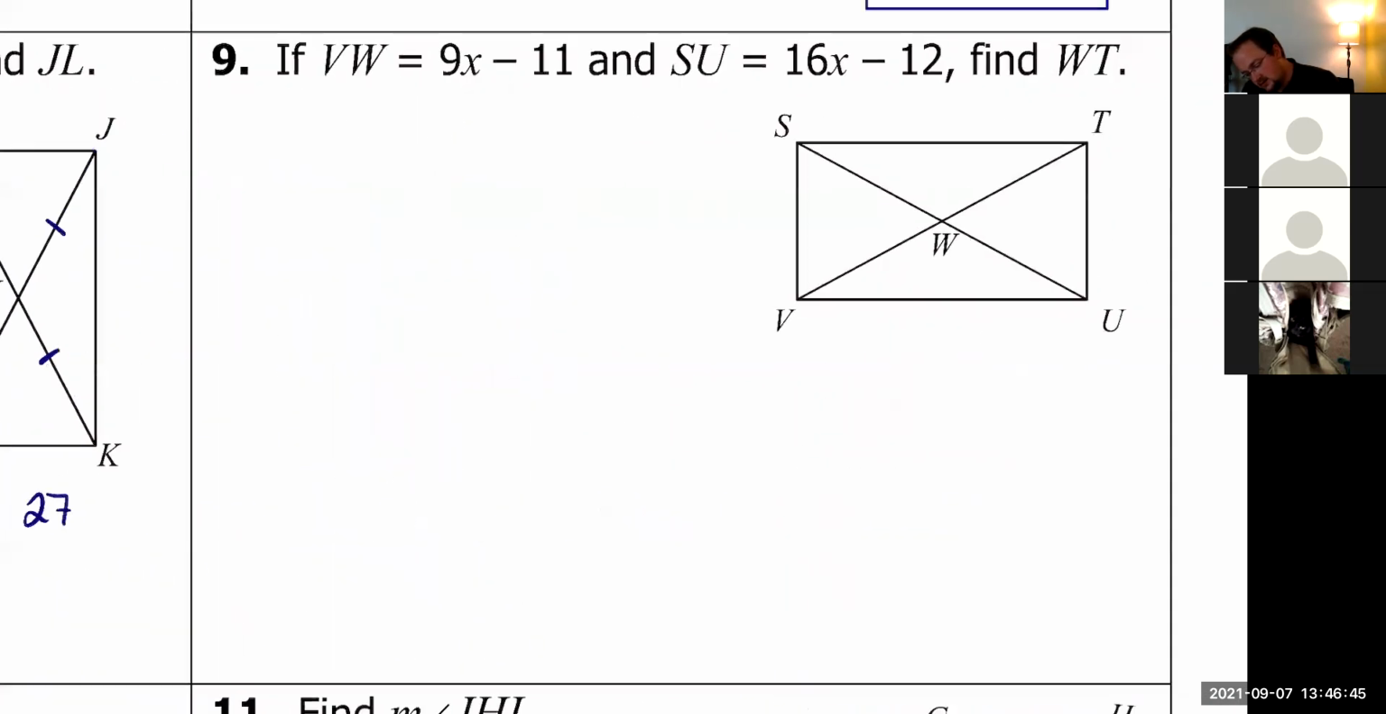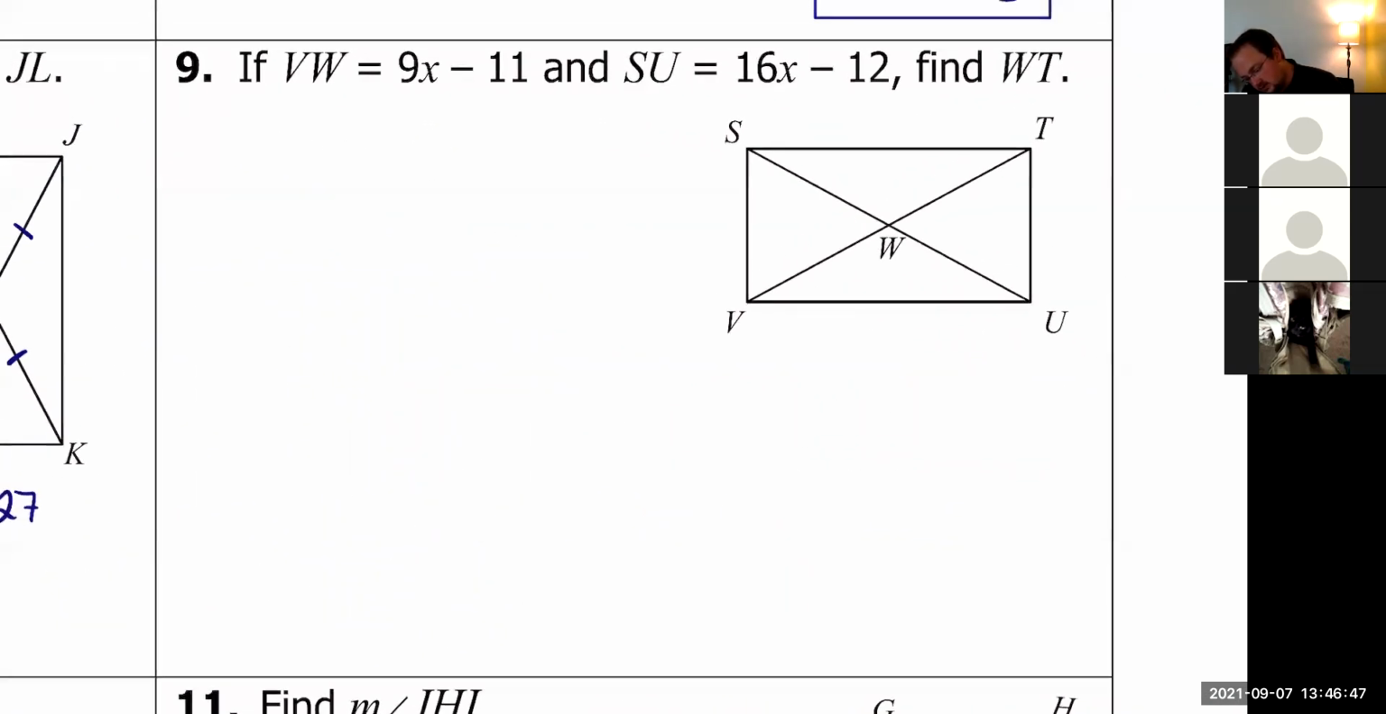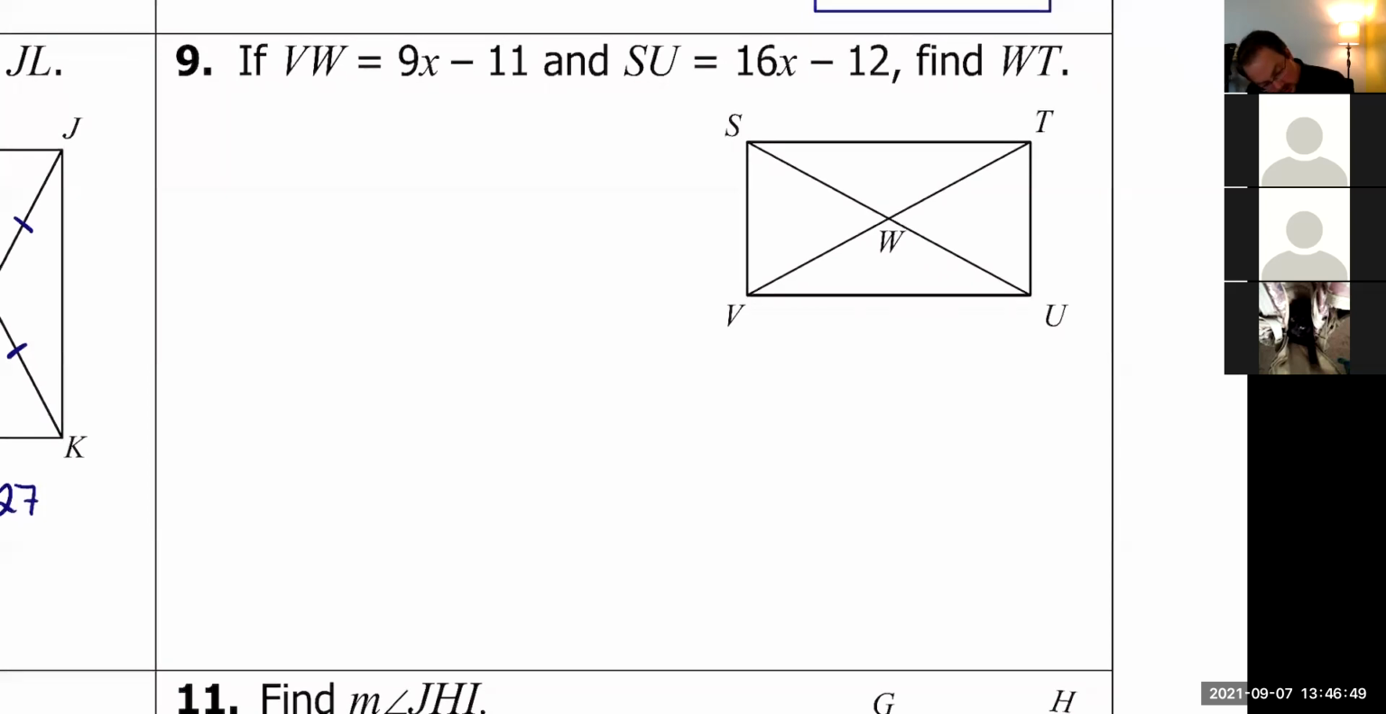Number 9, similar situation. You're looking for WT. If you try this one on your own, you should get that WT equals 34.